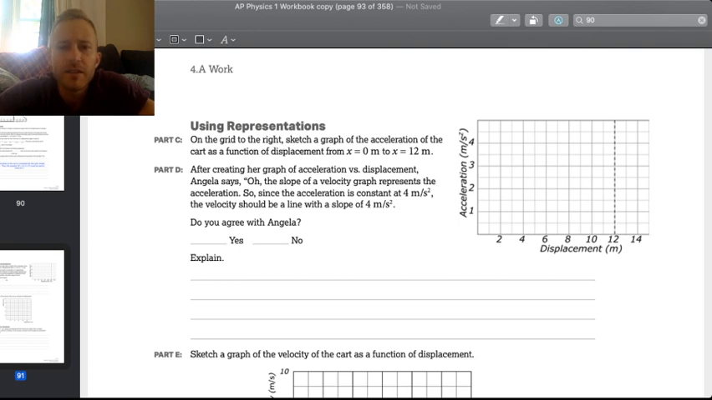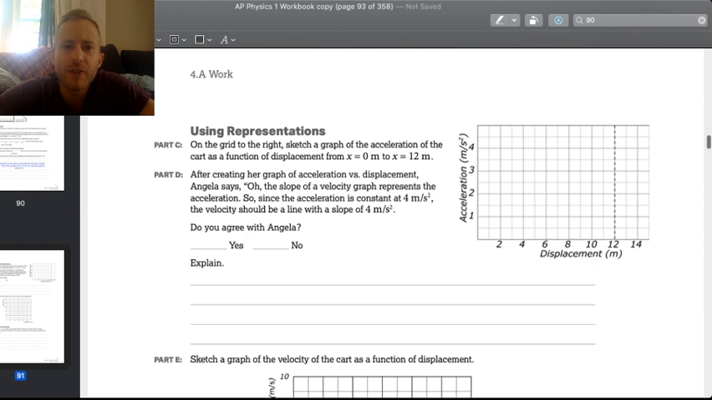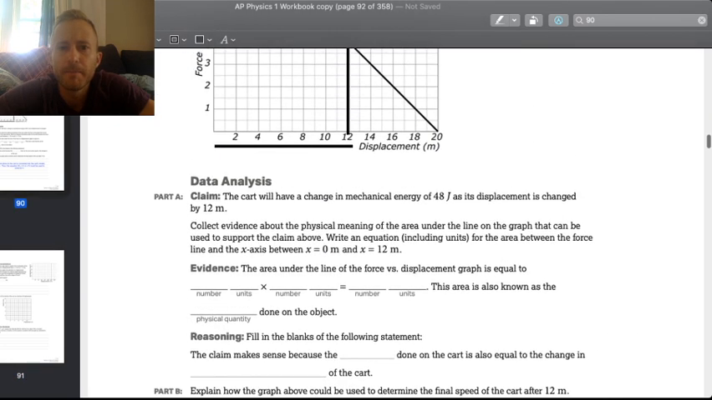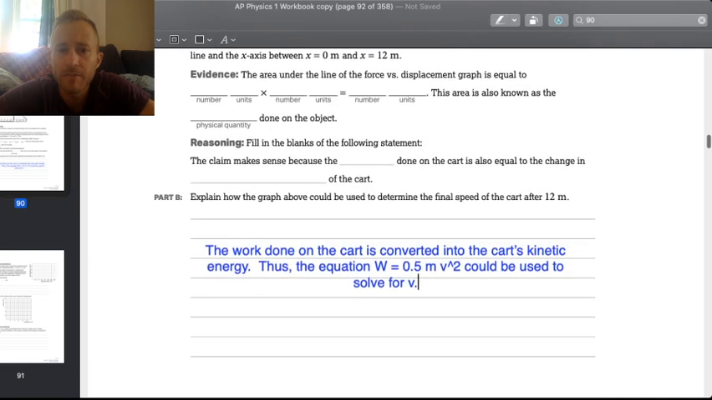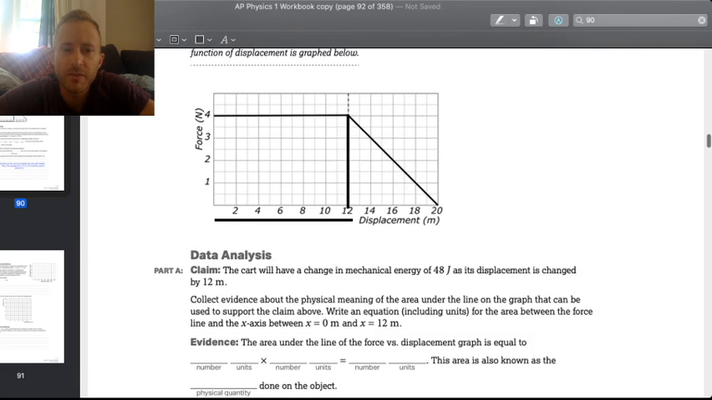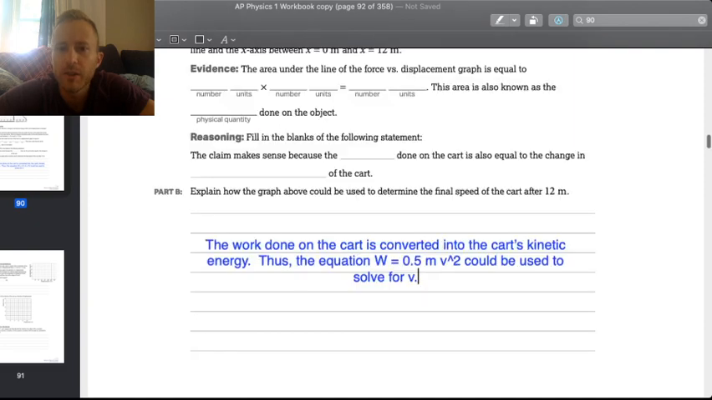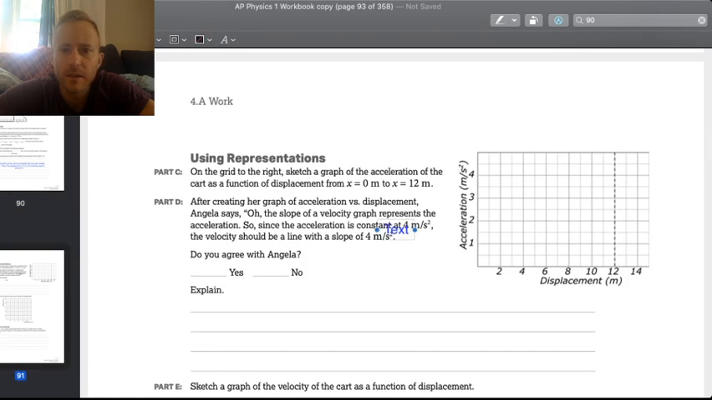On the grid to the right, sketch a graph of the acceleration of the cart as a function of displacement from 0 to 12 meters. It's a 1 kilogram cart, and we see that the force is 4 newtons. So according to F equals ma, we know that the force was 4, and we know that the mass is 1. So that means that the acceleration is 4 meters per second squared.